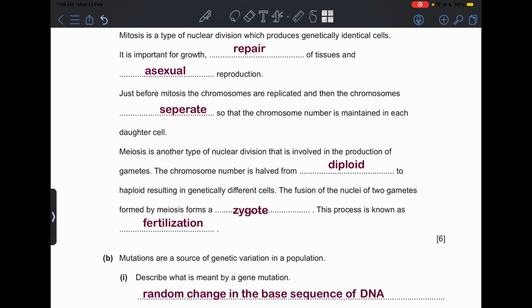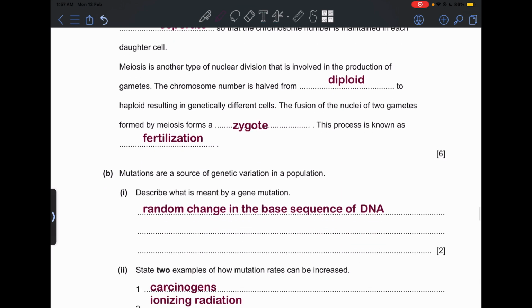So this is basically meiosis, as we all know. It is responsible for fertilization because the chromosome number is halved from diploid to haploid in the gametes, which are the sex cells basically. So they will form a zygote. Haploid means that it only has one set, and so when two gametes join together, they will form two sets, which will form a zygote, which all humans have basically.